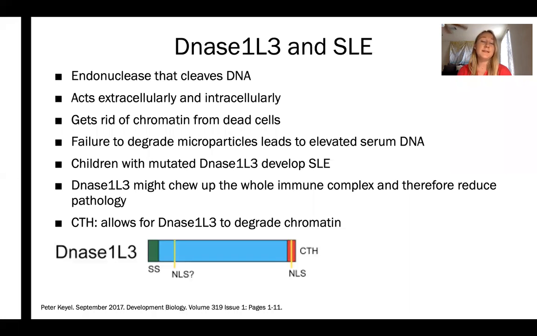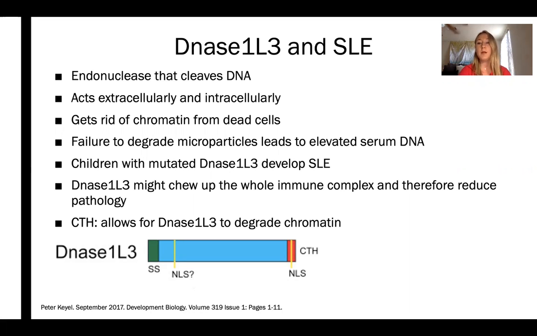And so DNase 103 is an endonuclease. It does cleave DNA. It acts extracellularly and intracellularly. It prefers to act extracellularly and will degrade the chromatin in the extracellular space, but it can go into the microparticles in those cells and degrade chromatin if it needs to. When the DNase 103 fails to degrade microparticles, it leads to elevated serum DNA, which is why these autoantibodies are being created. Children with mutated DNase 103 develop SLE, and DNase 103 might chew up the whole immune complex.